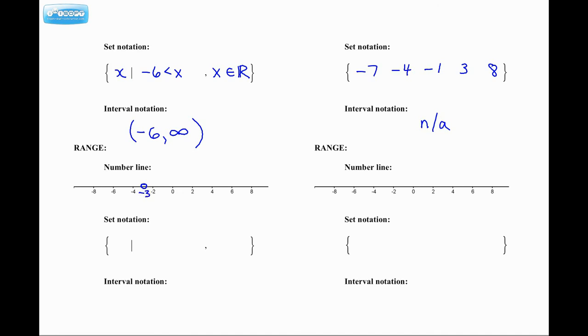But there's no upper bound. Okay, the graph can go up and up and up forever. So on my number line, I indicate that with an arrow to the right. The y can always be bigger.